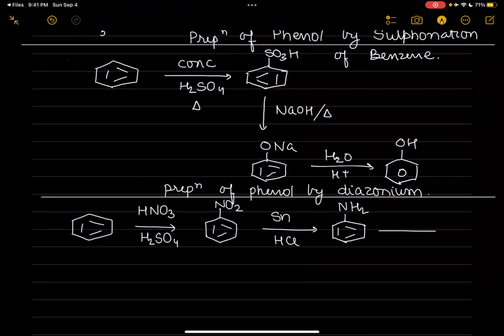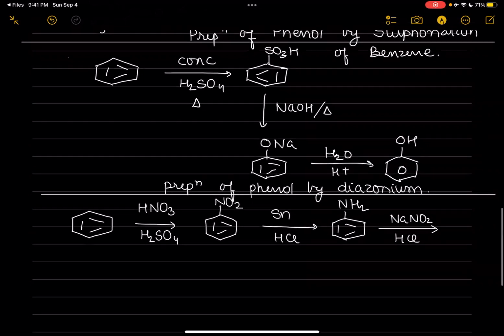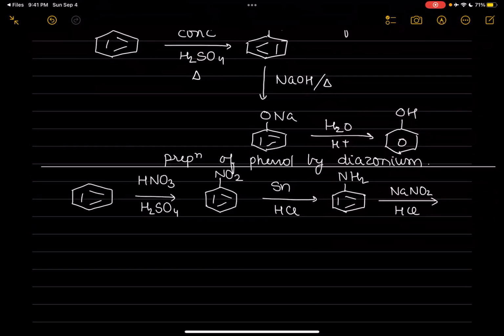And now you take NaNO2 and HCl. And what's the temperature which you take? You keep the temperature low so that the diazonium which forms doesn't break. It gives NO plus. NO plus gets attached to NH2 and water gets removed. And if water gets removed, you have N triple bond N plus.